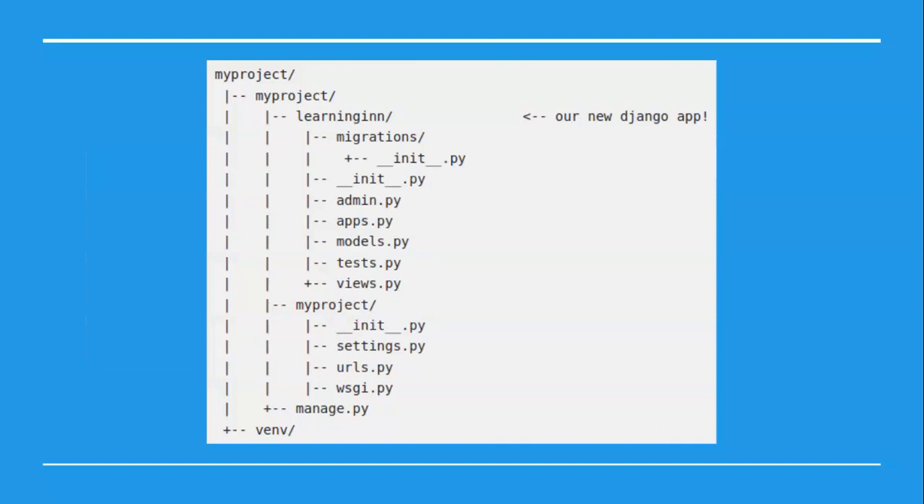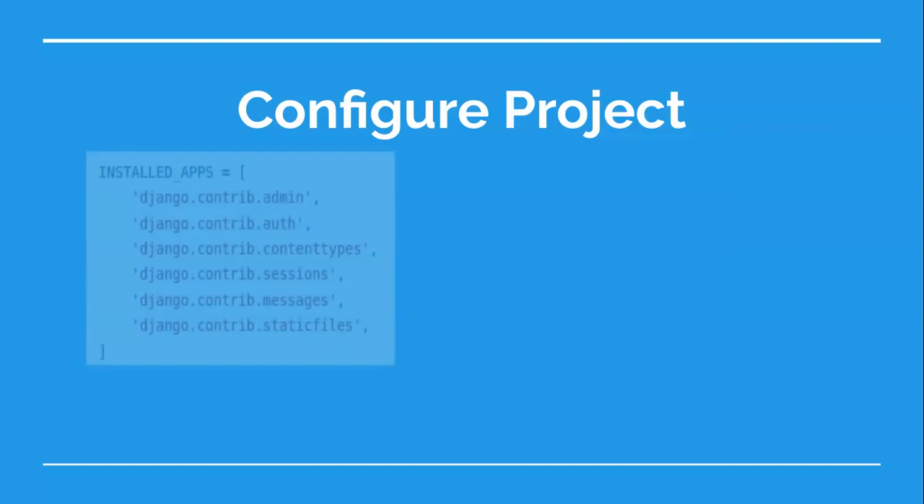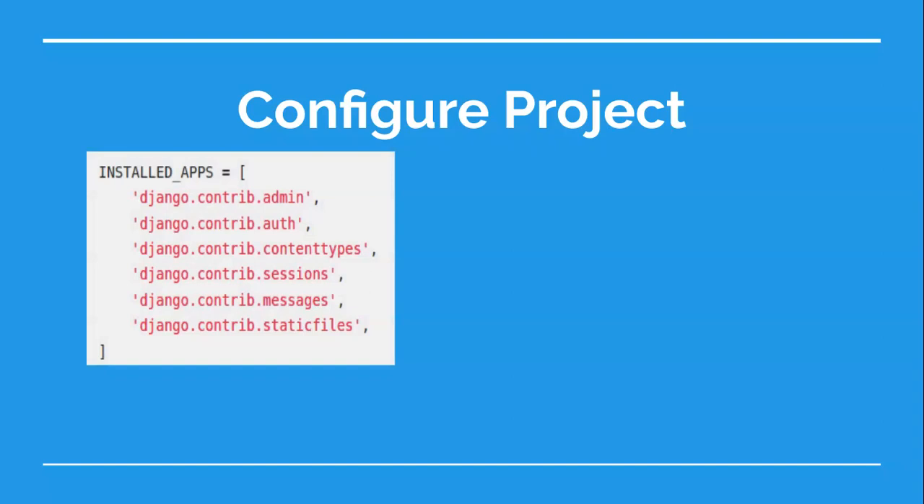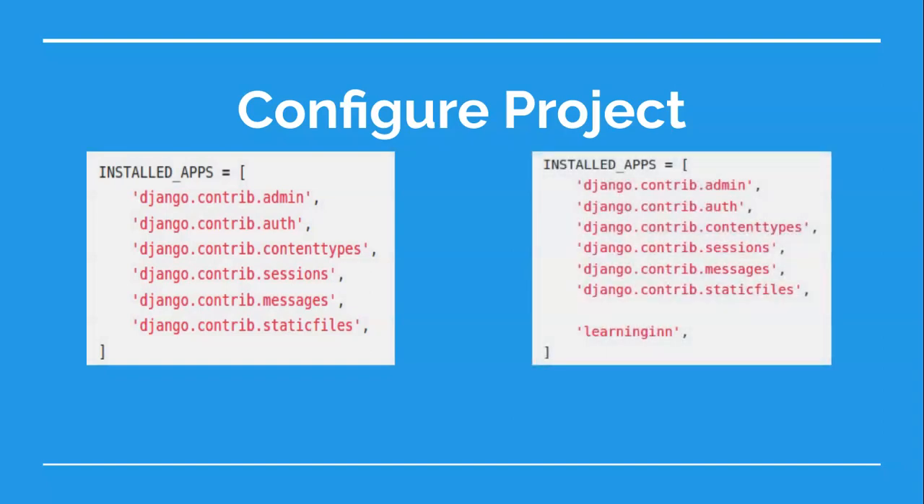Now that we created our first app, let's configure our project to use it. To do that, open the settings.py and try to find the INSTALLED_APPS variable. As you can see, Django already comes with 6 built-in apps installed. They offer common functionalities that most web applications need, like authentication, sessions, static files management, and so on. We will explore those apps as we progress in this tutorial series. But for now, let them be and just add our learning app to the list of installed apps like this.